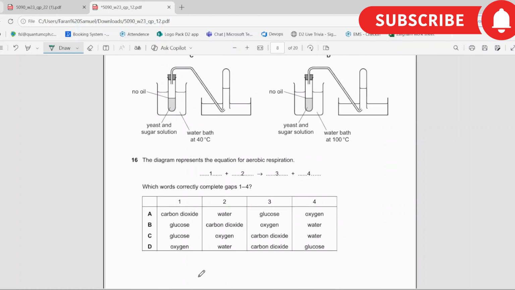Okay, the diagram represents the equation for aerobic respiration. What is the equation? Good. Oxygen plus glucose give carbon dioxide and water. So which one is correct? C?